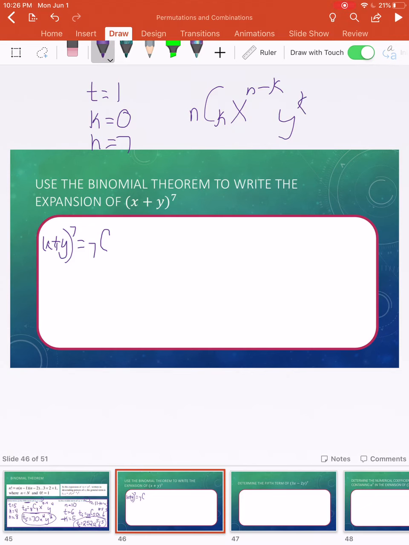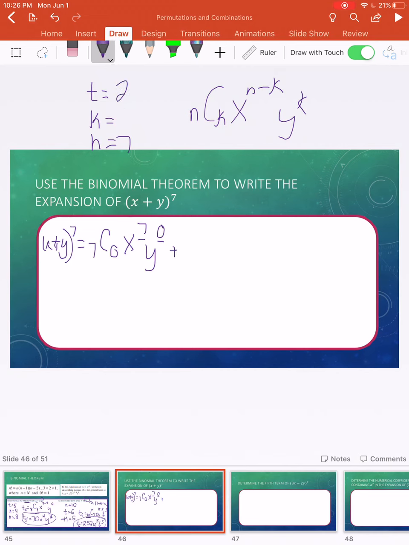So I'd have n choose 0, my first term is x, easy enough, n minus k, 7 minus 0 is 7, and y to the power of 0. Notice how the 7 plus 0 adds to 7. Okay, so now we're going to do the second term.